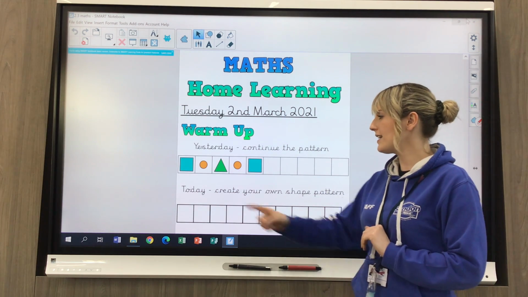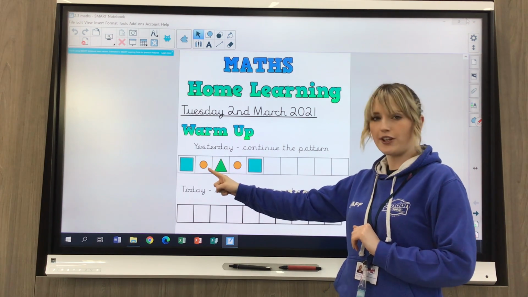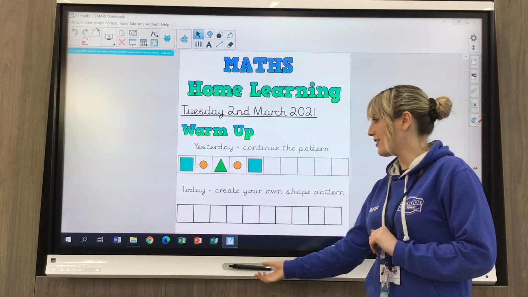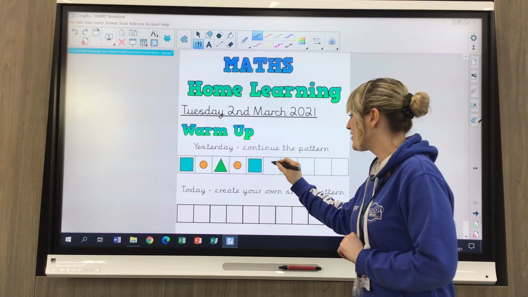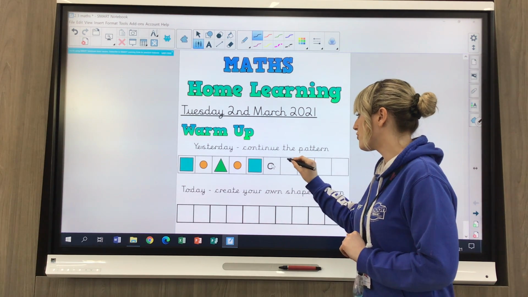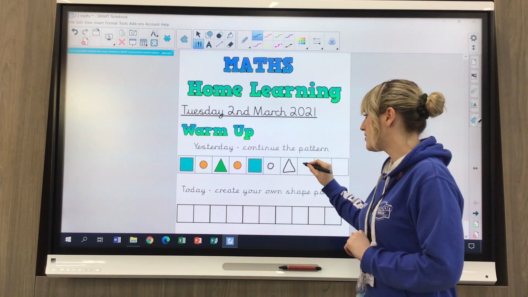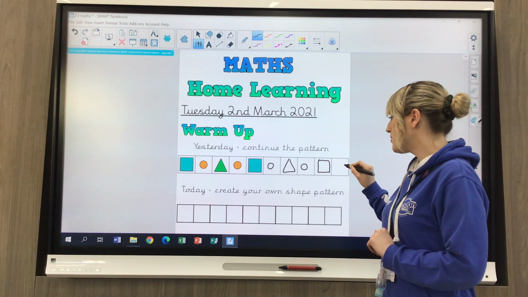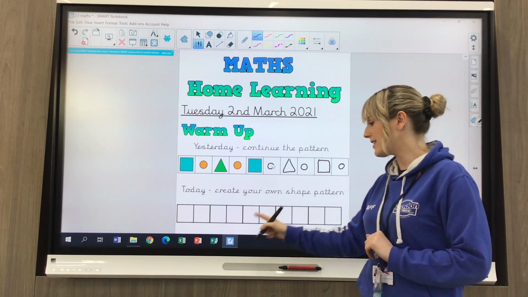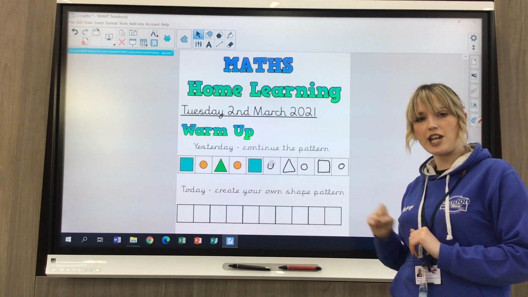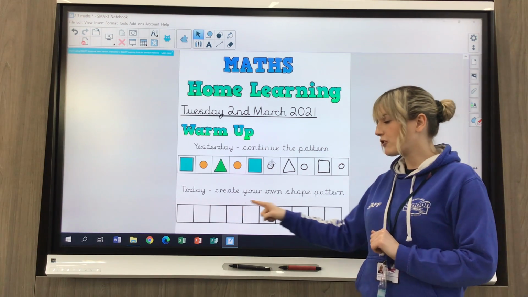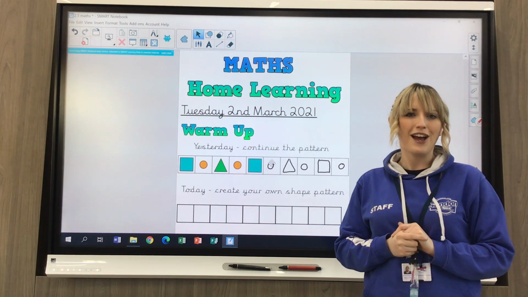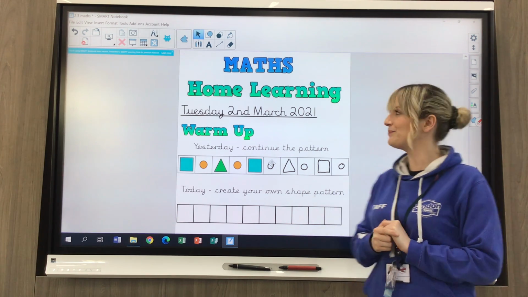So yesterday we had square, circle, triangle, circle, square, and then you would have done, I know Abbas did, circle, triangle, circle, square. So I'd like you to create your own shape pattern. You might want to use different shapes than what I've used and create your own repeating pattern in your book or on your whiteboard. I can't wait to see what you come up with.